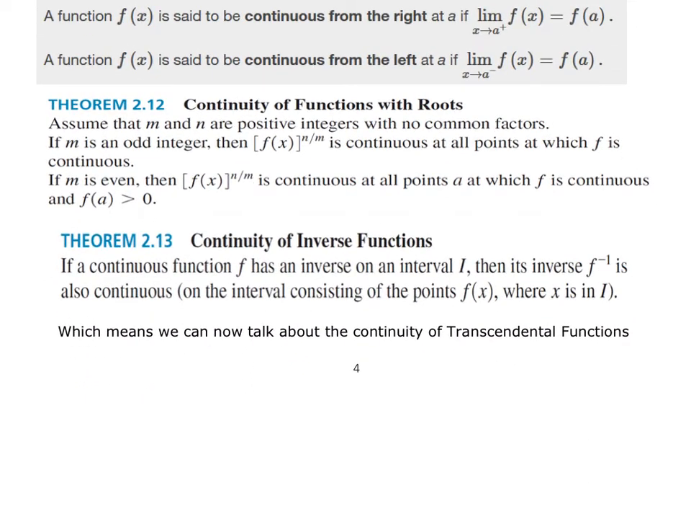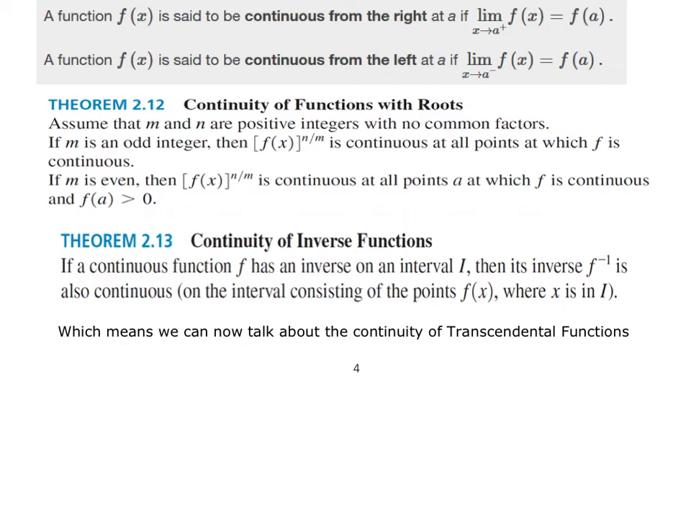So then we have continuity of functions with roots. Assume that m and n are positive integers with no common factors. If m is an odd integer, then the function f of x raised to the n over m is continuous on all points. In other words, if I'm taking the cube root of something, the cube root is continuous on all points in which f is continuous itself. If m is even, like taking the square root, it's continuous at all points a in which f is continuous for f of a greater than or equal to 0.